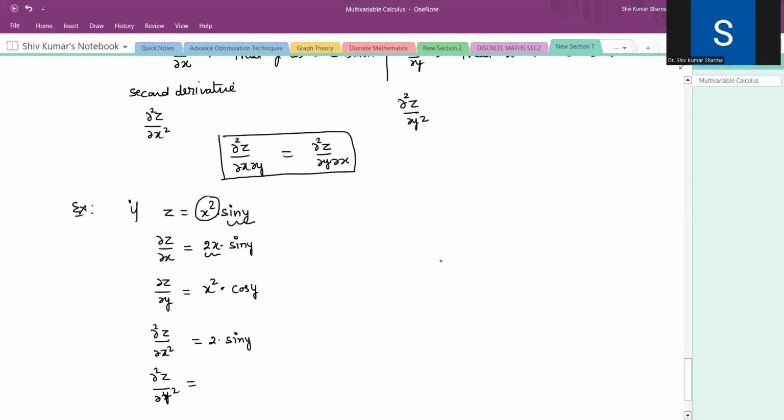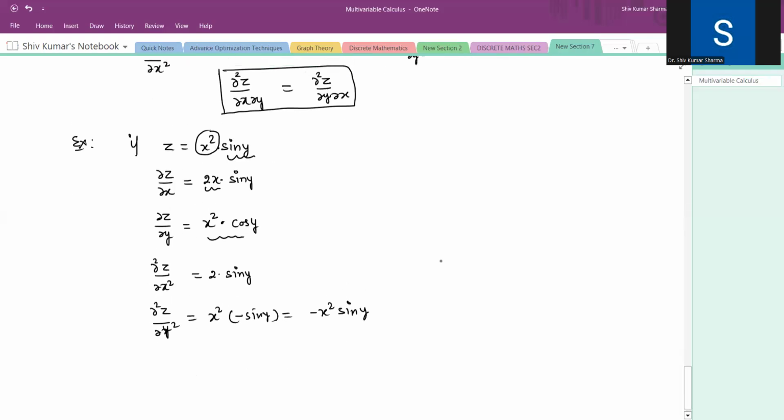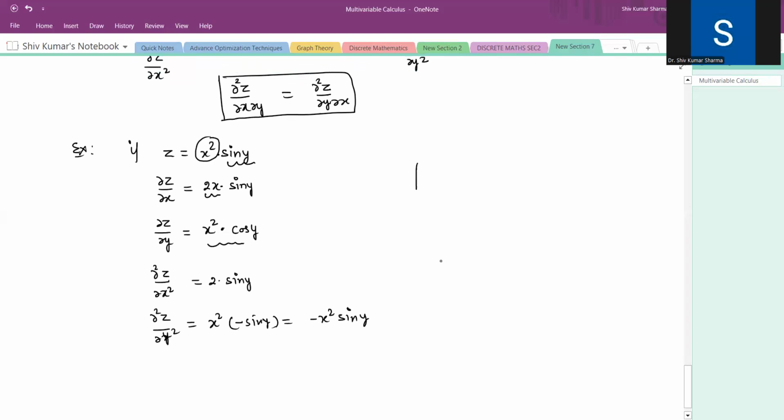We differentiate this term again with respect to y partially. It has x square, and the differentiation of cos y is minus sin y. So this can be written as minus x square into sin y. When we verify our answer, we have written that del square z upon del x del y is equal to del square z upon del y del x.